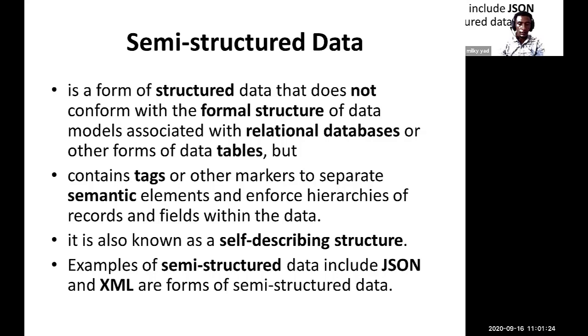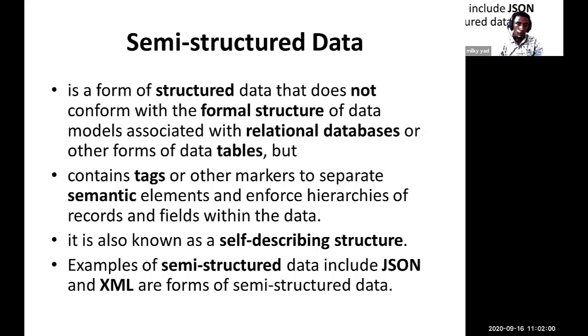For example, it may contain different tags or other markers to separate semantics. Actually, semantics means the meaning of data. So it is integrated with different types of data. When we consider semi-structured data, it contains tags or other markers to separate meaning and elements, and enforce hierarchical records and fields within the data.